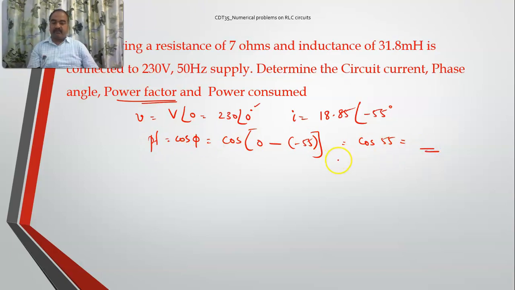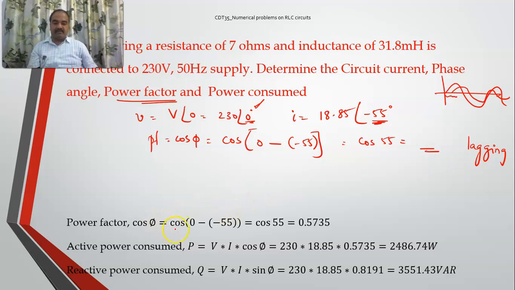Now whether it is leading or lagging. If you carefully see, voltage is at 0, current is at minus 55, which means current is lagging the voltage by 55. So if current is lagging, as I told you, the power factor is also considered lagging. If current is leading the voltage, then the power factor is considered leading. So it all depends upon whether your current is lagging or leading. In this case, since current is lagging when compared to your voltage, your power factor is considered lagging.